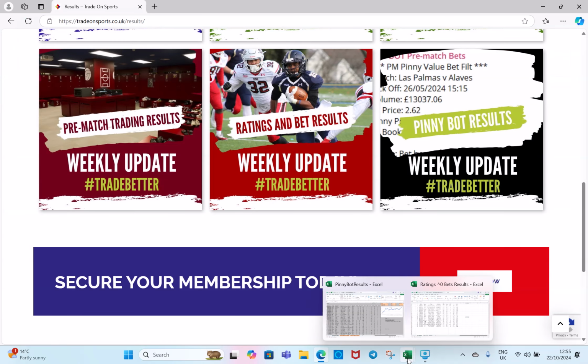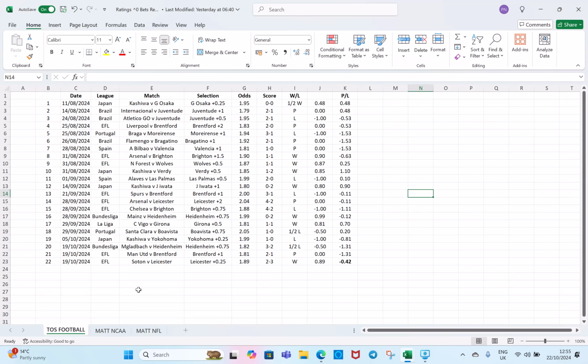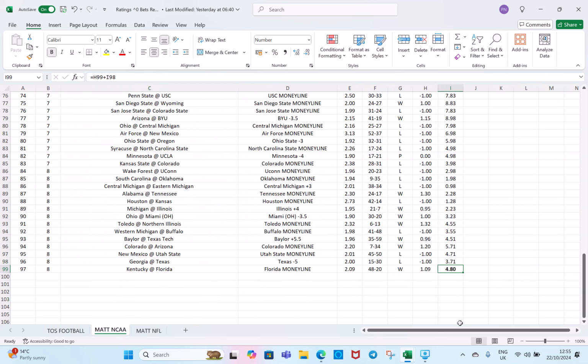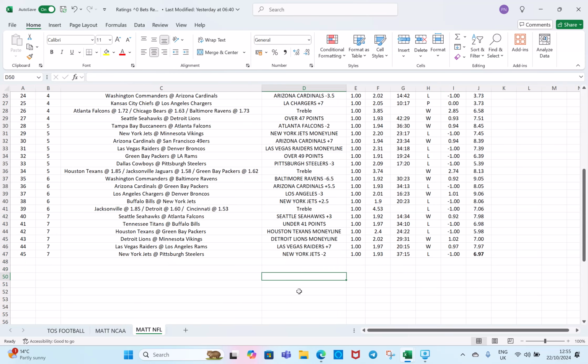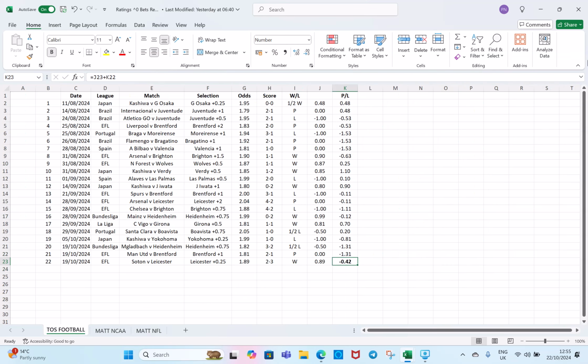Next up, we have the ratings and bets. The ratings and bets, that comes in with the platinum service. The football, not a great start, nothing really outstanding. We're at minus 0.42 points after 22 bets. Matt's NCA is going well, 97 bets plus 4.8 points, and his NFL is going well as well, 45 bets plus 6.97 points. So those are definitely worth following, I feel.